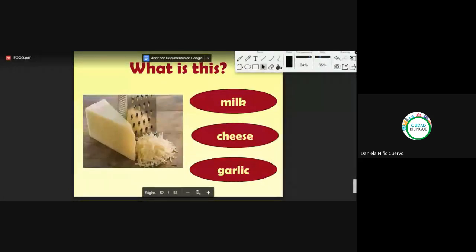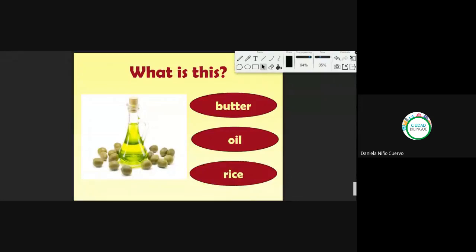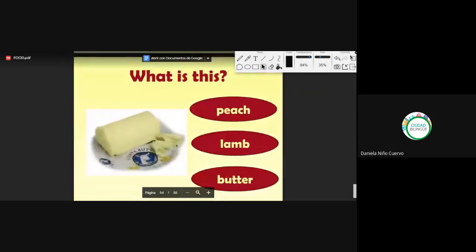Cheese. Very easy. Cheese. What is this? Very good, Marbeli, Sebas, Jose, Safka. Oil. That's aceite. Oil. What is this? Well, en la etiqueta tenemos la clave. So, butter. Yes. Look, here we have the clue. So, butter. We continue.